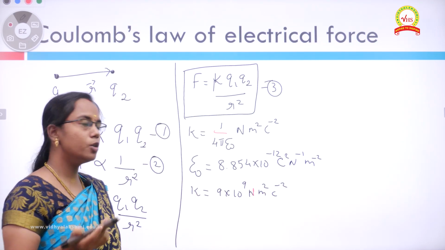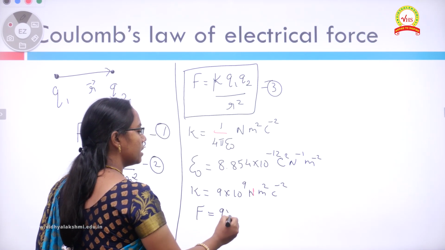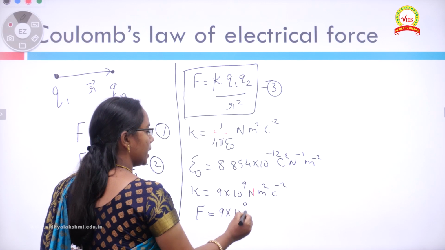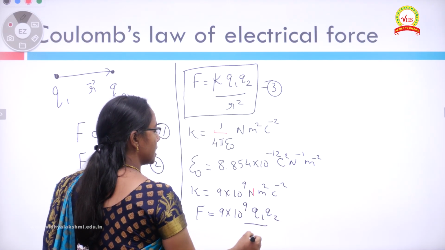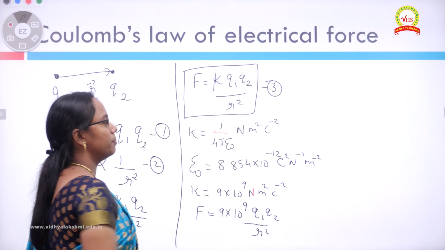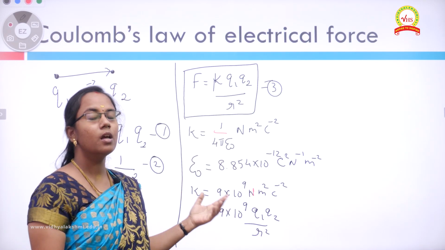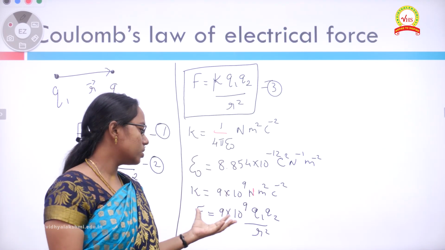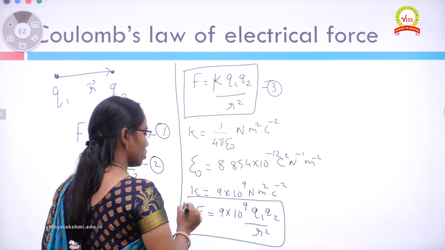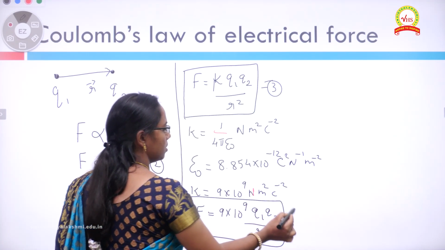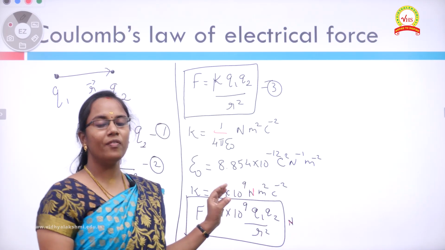So, for a numerical you can directly use the formula of electrostatic force F is equal to 9 into 10 power 9 Q1 Q2 by R square, provided the medium is the free space. If epsilon naught is the free space, then it can be a medium also. So, then you can use this formula directly to calculate the force, and N is the SI unit. So, magnitude we have identified.